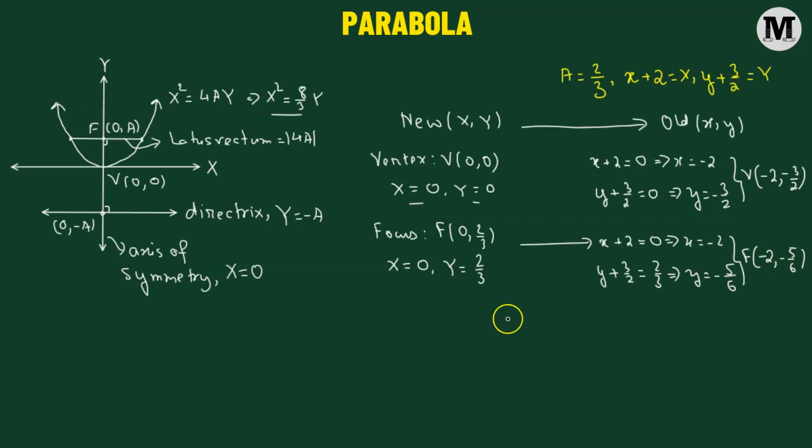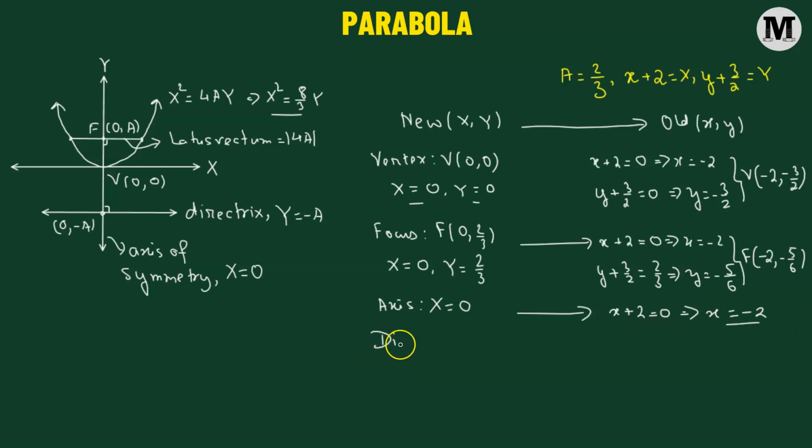That means that the coordinates of the focus in the old coordinate system will be negative 2 comma negative 5 over 6. Now let's come to the equation of the axis of symmetry. The axis of symmetry is given by X equals 0, which means that in the old coordinate system we have x plus 2 equals 0. Simply put, x will be equal to negative 2. That's going to be the equation of the axis of symmetry.